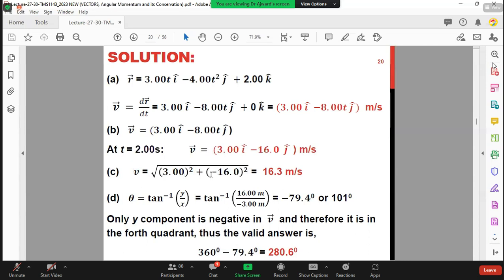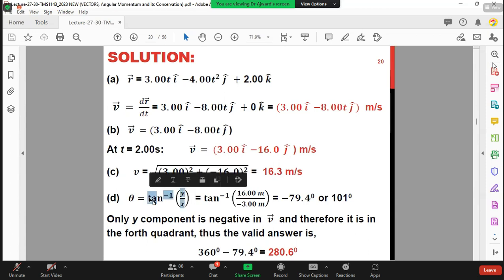So you use the Pythagoras formula: x component squared plus y component squared. You cannot just add these two because they are along different axes. That is, 3 minus 16 is not minus 13. You have to use vector algebra, and there you use the Pythagoras formula. 3 squared plus minus 16 squared equals 16.3 meters per second. Yes, you have to use a calculator.